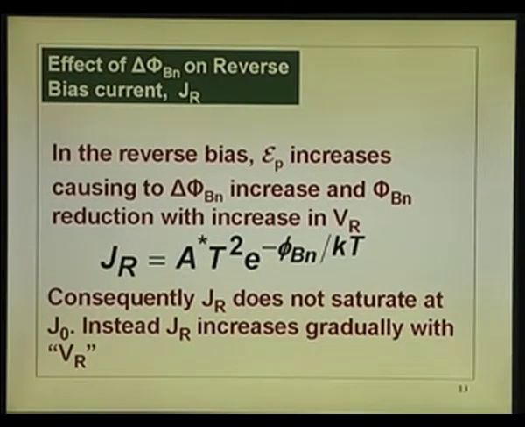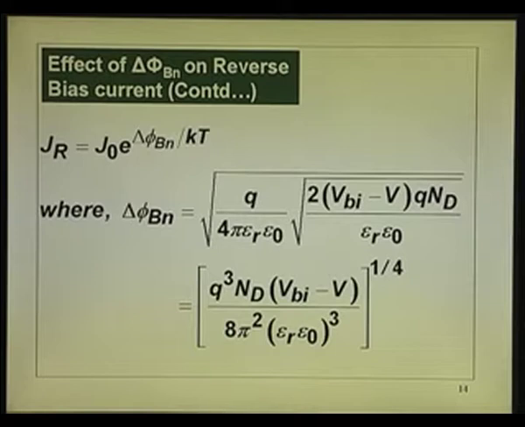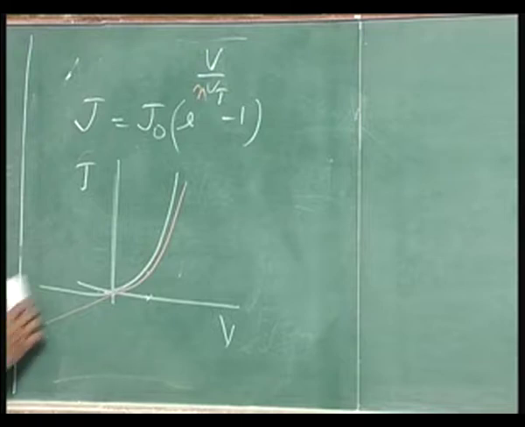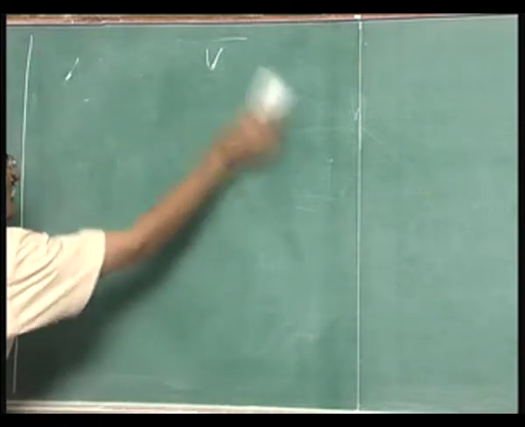Okay, now let us see what other thing is there. I hope this explains the dominant phenomenon for deviation from ideality. This is just a formula which I have put here. All that we have done is that delta phi_bn is q times this quantity, and the whole thing within the square root sign is the peak electric field. Let me put that down here. This is for computing the numbers, that is all.